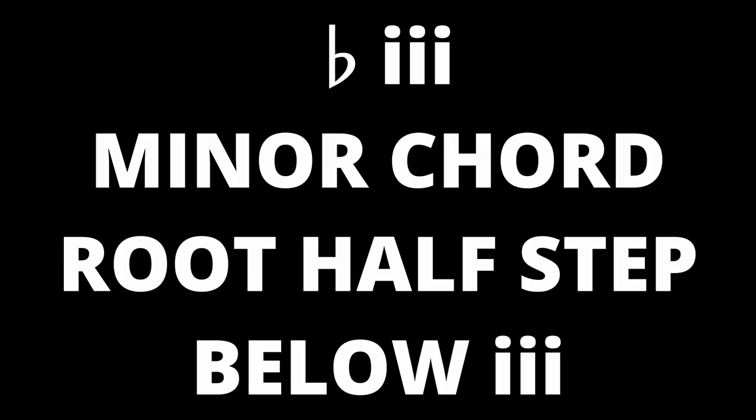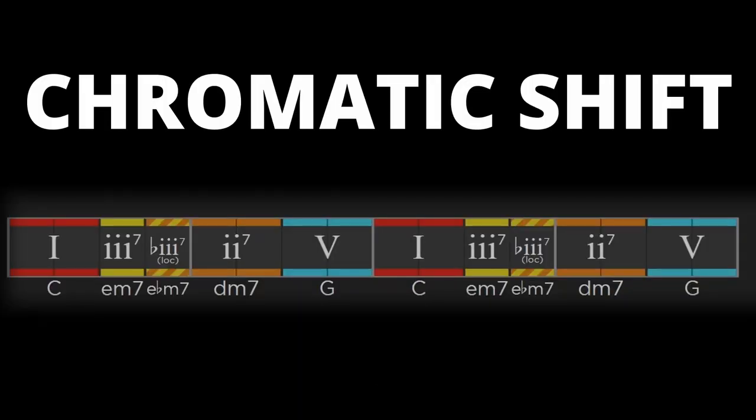minor seventh chords can be used together by songwriters to create chromatic shifts. This is often used in jazz or jazz-influenced songs, and involves a chord from outside of the key to create a step between minor sevenths. In this case, we use a flat 3 minor seventh chord to achieve this effect. This is a minor chord whose root note is half a step or a semitone below the 3 chord. In the key of C major, the 3 chord is E minor, so the flat 3 chord would be E flat minor. Let's have a look at this interesting idea in action.